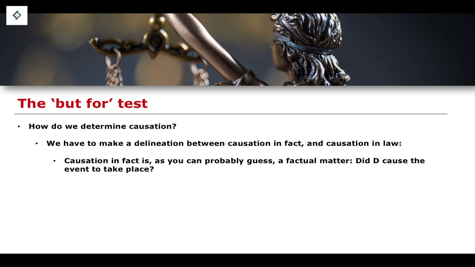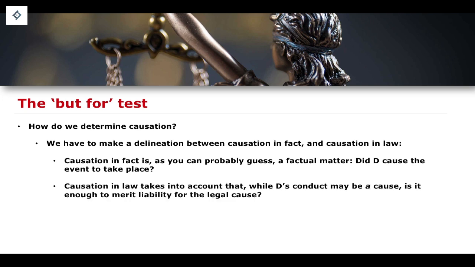Did the defendant cause the event to take place? Causation in law takes account of the fact that while the defendant's conduct may be a cause, is it enough to merit liability for the legal cause? And so essentially what we have to do is take into account what are known as new intervening causes, because for the most part, unfortunately, the world is a lot more complicated than we would like it to be, and a lot of acts may be caused by multiple different factors.